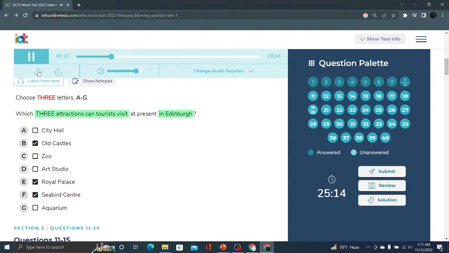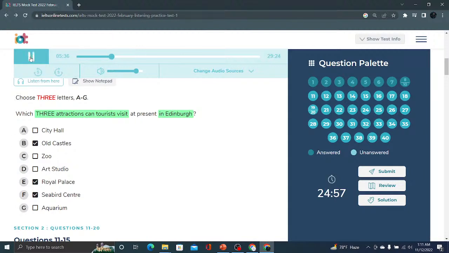We will arrive at Edinburgh about 10 o'clock. The first resort. So listen to it carefully. He was saying that the first place we will visit is Old Castles. So listen carefully right now. She will talk about option number B.